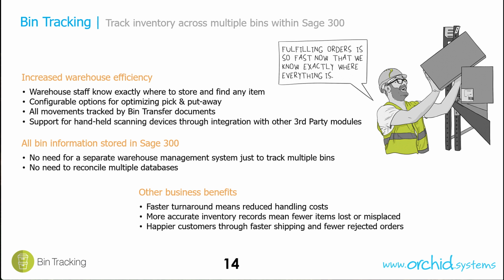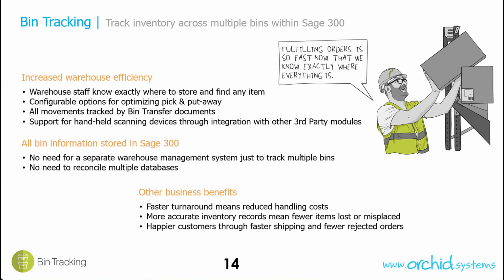Product number 14 is bin tracking, which allows you to track inventory across multiple bins within a Sage 300 IC location. It's particularly useful for large items or high-value items in large warehouses when it's not obvious where an item exists. It increases your warehouse efficiency as the warehouse staff know exactly where to store and find an item, and you have configurable options for optimizing the pick and put aways.